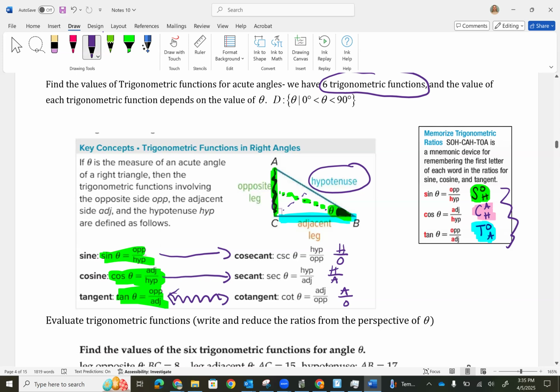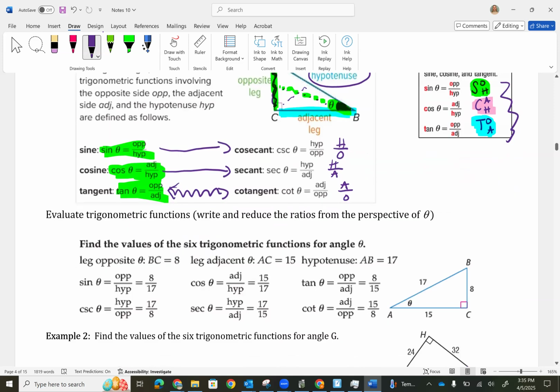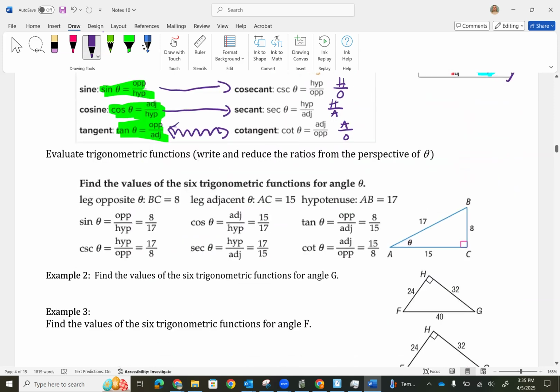Basically, if you can just remember the order that the words go, then that will help you as you're trying to find those measures, or those fractions. If you look at this triangle here, if you stand at theta, of course, we can name the sides. This is the hypotenuse. This is the opposite leg because it's across from it. And this is the adjacent leg. If we write the fractions, sine is going to be 8/17. Always reduce and rationalize. The cosine would be 15, the adjacent over the hypotenuse.